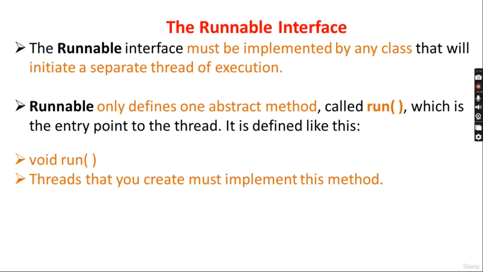Okay. So why are we seeing this much? Again, because we are exploring it. We are going into its details, how many functions are already available to use. Runnable only defines one abstract method called run, which is the entry point for the thread. Void run. Threads that you create must implement this method if you are implementing the runnable interface.